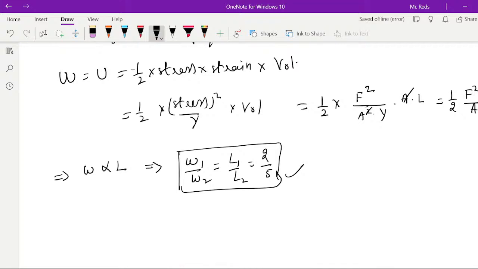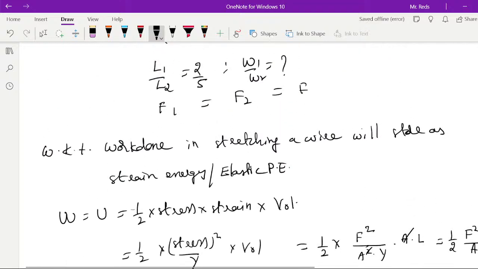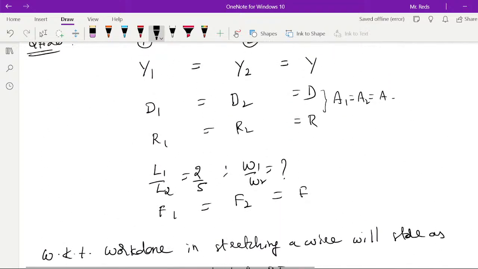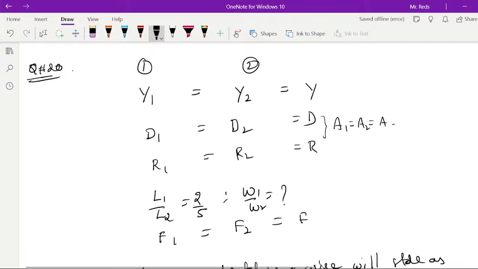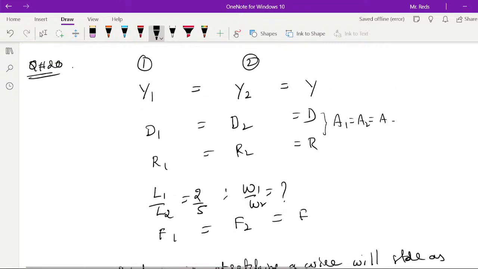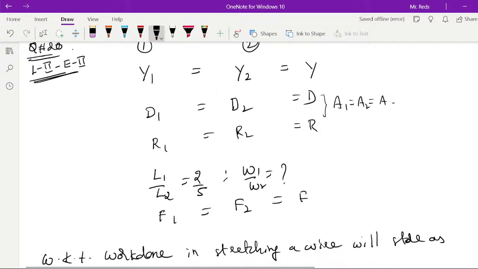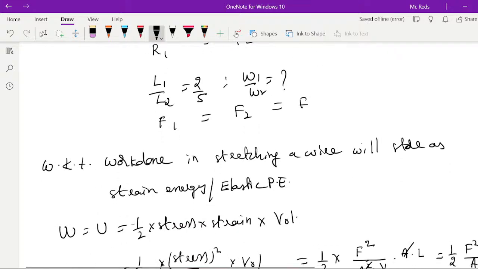Right, note down this one. Some people have joined now, so you can go through it from the starting. Read the question. This is level 2 exercise 2 question number 20.